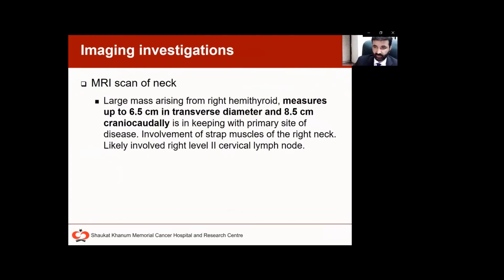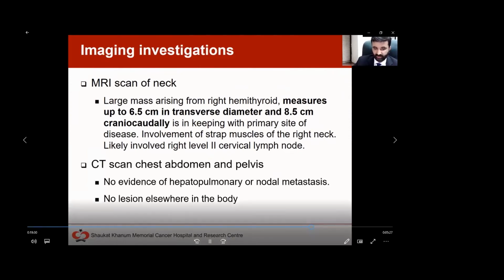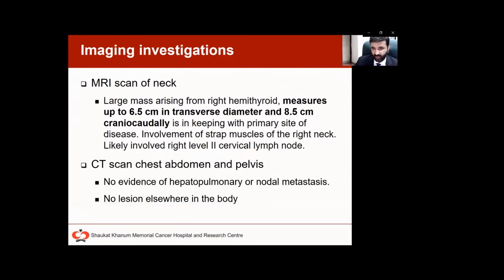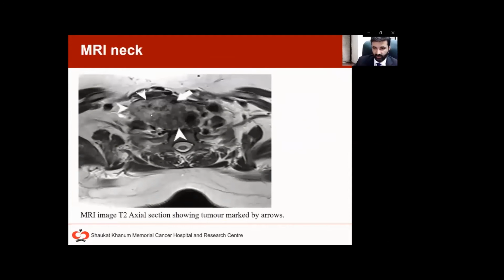We then completed an MRI scan of the neck, which showed a sizable lesion, 8.5 centimeters craniocaudally, reaching up to carina. She then had a CT scan of the chest, abdomen, and pelvis. There was no evidence of lesion elsewhere in the body. So here I share the axial section of that mass, which is marked with these white arrows. It's a heterogeneous mass, as you can see.